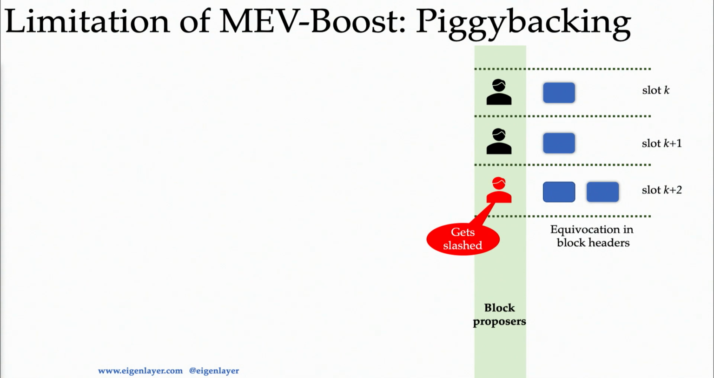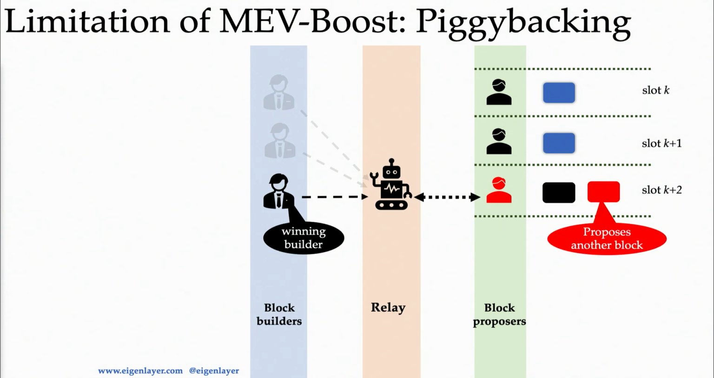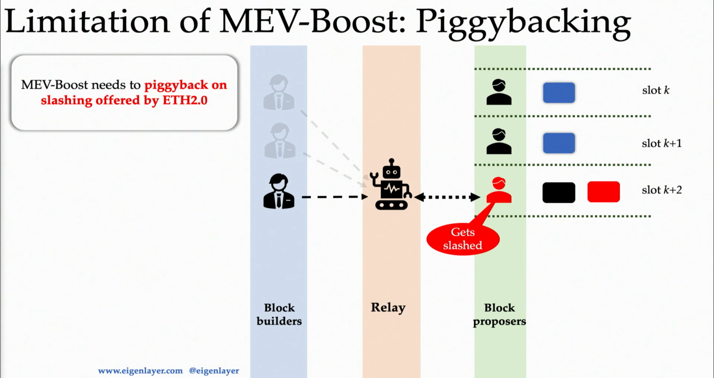And since this trust is not programmable, you just have the one slashing condition of Ethereum. If you double sign a block header, you will get slashed. So that is why MEV Boost, which needed to piggyback on the slashing condition, could not make it more flexible to actually perform block building.